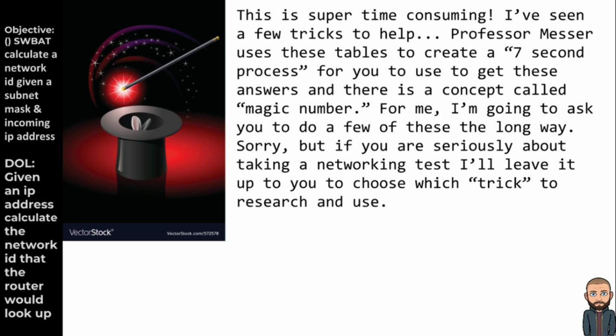I've seen a few tricks to help, like Professor Messer. He uses these two tables to create what he calls a 7-second process. But those tables, you're going to have to memorize them or definitely practice with them in order for them to be useful or helpful to you. There's another way I've heard of called the magic number concept. Both of these things I will give my students in real life the videos to, but for the rest of you, if you're just randomly watching this, go ahead and search those out if you want quick ways to do what I'm about to show you.